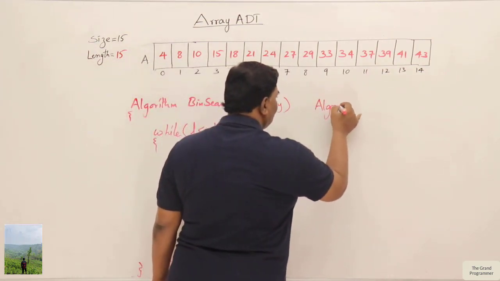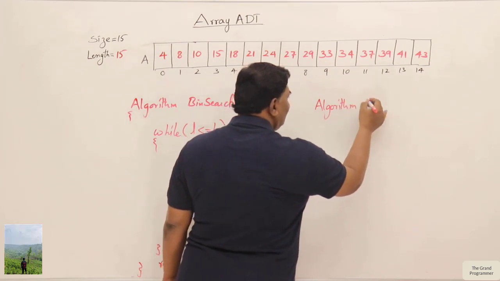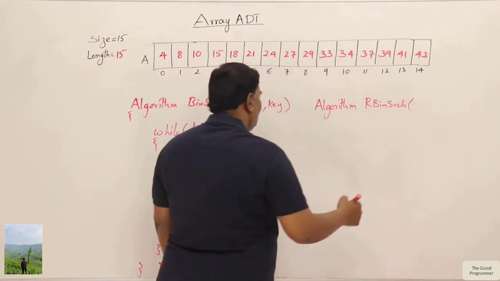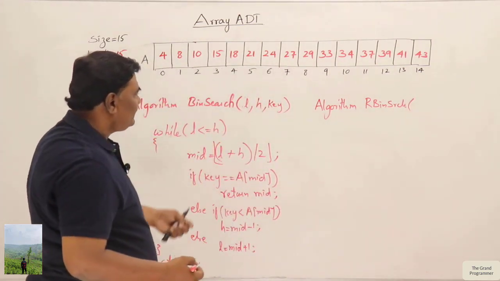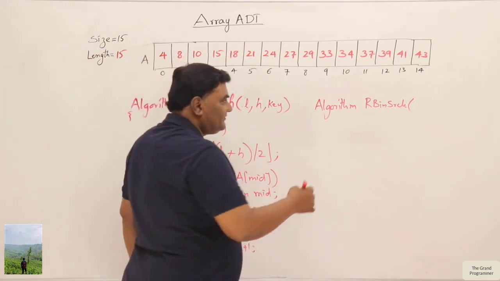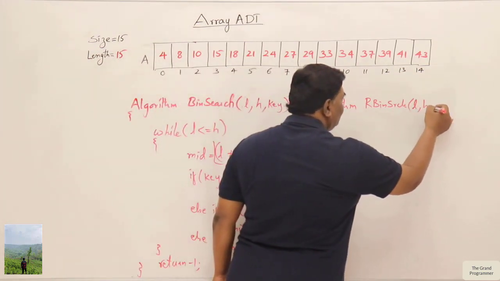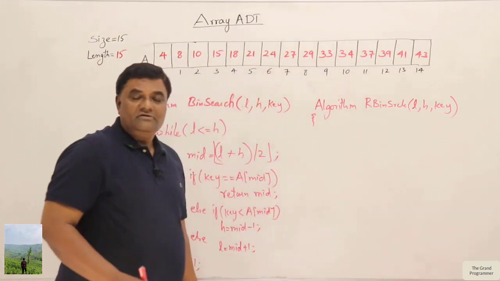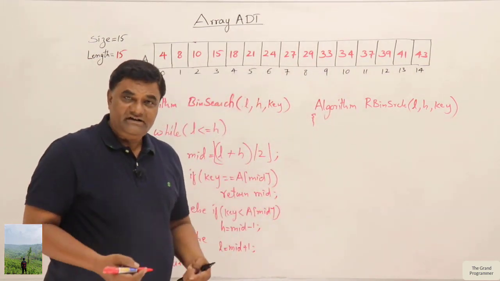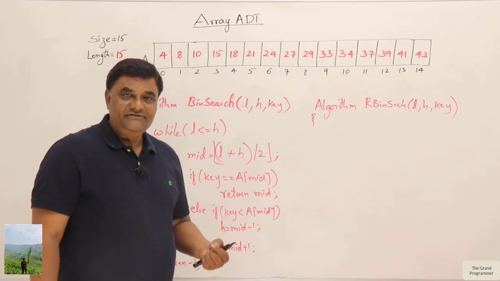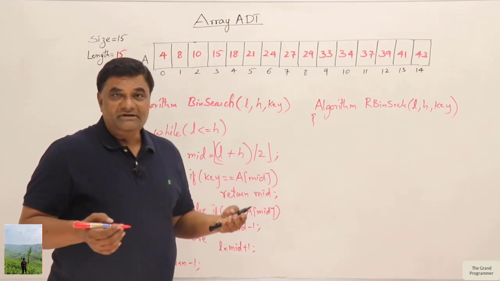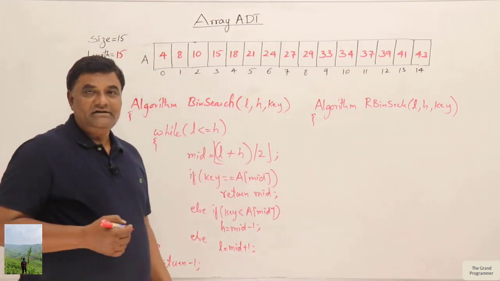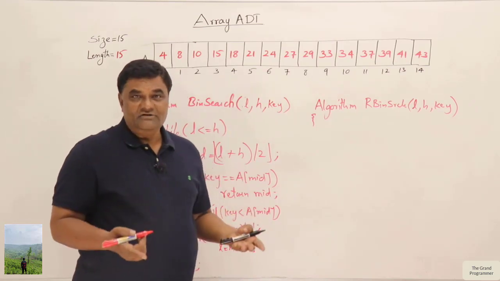Algorithm R binary search. What parameters does it need? Same parameters: low, high and key. So low, high and key. These are the 3 parameters. Now as it is recursive, it will be calling itself. So what is the first thing we should check? Whether there are some elements or not. So we should check that low is less than or equal to high. If low is greater than high, we cannot perform anything.